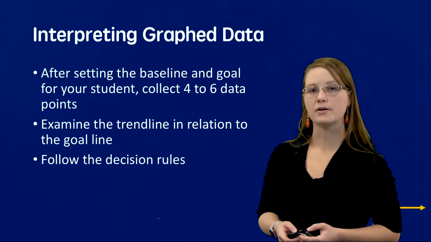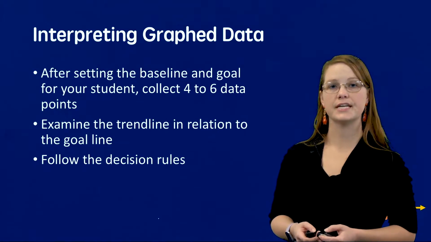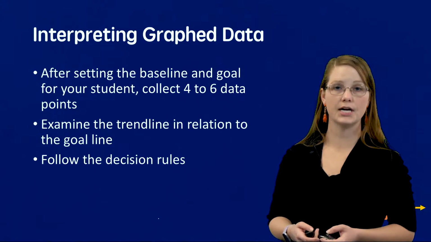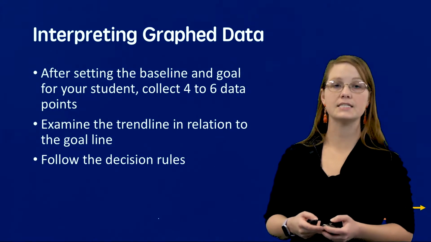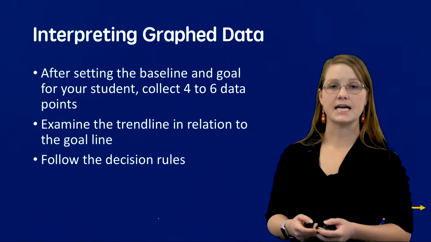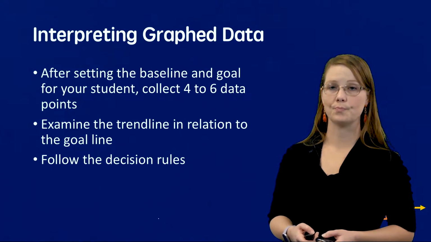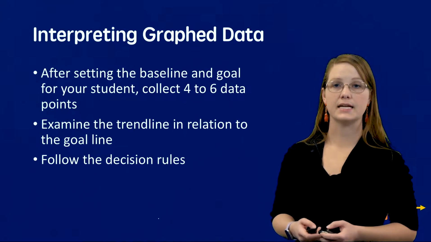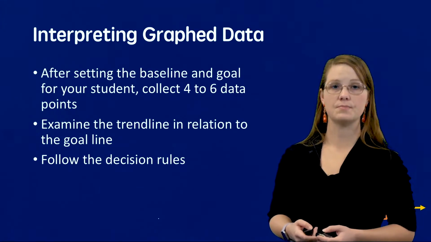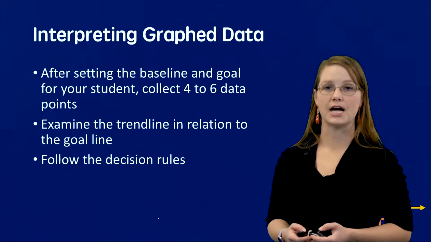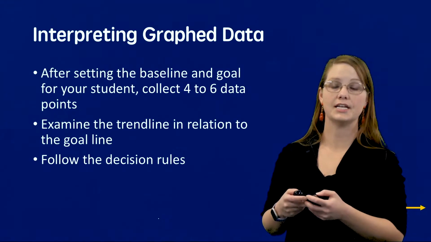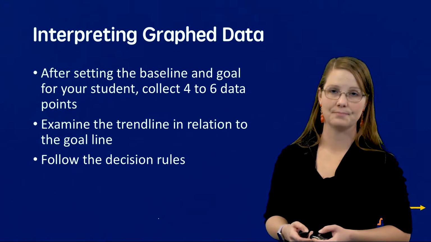To interpret progress monitoring data, we want to first get an idea of where students are starting before intervention by collecting baseline data and putting that into the graph, using it to set an appropriate but ambitious goal. After setting the baseline and goal for your student, you will want to collect 4 to 6 data points before attempting to interpret your graph to give the intervention or instructional change time to have an effect.